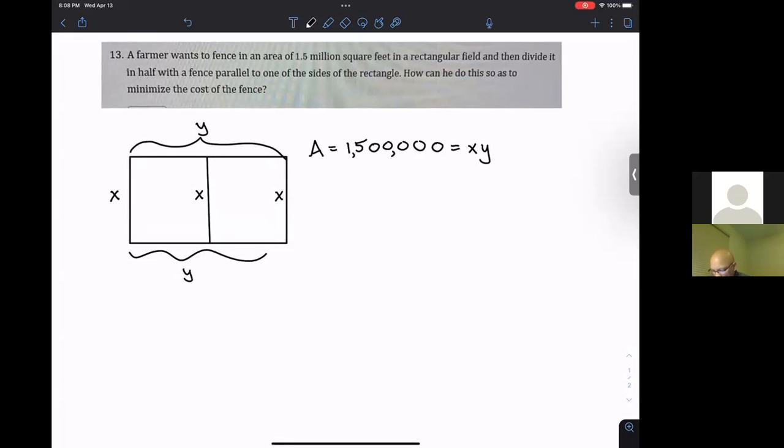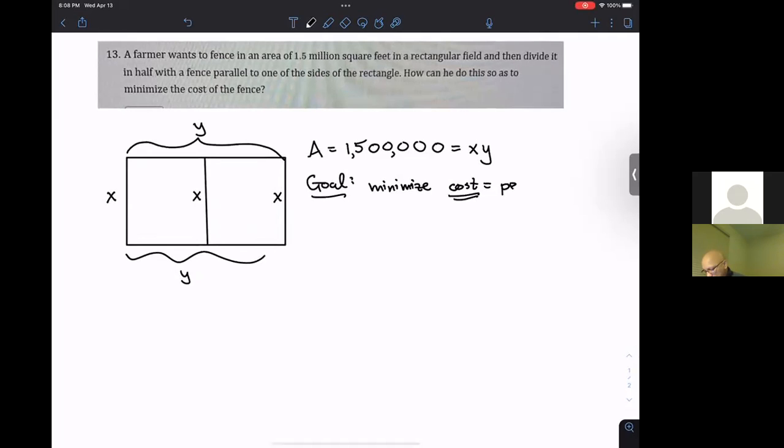And then what else do I need? How can I do this so as to minimize the cost of the fence? Okay, so I have a goal, right? My goal is to minimize the cost of the fence. But what is the cost of the fence? I would interpret that as the total perimeter. The cost of the fence should be the amount of fence I need, which in this case should be the perimeter of the shape.